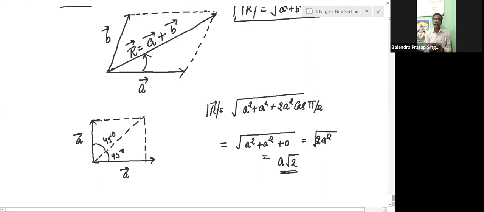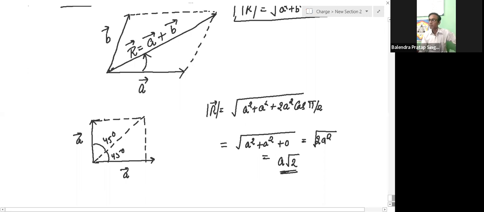Okay, is it clear? So this is the parallelogram rule. If both vectors are equal, then the resultant will bisect the angle between these two vectors. Okay, and next, one more thing related to this.